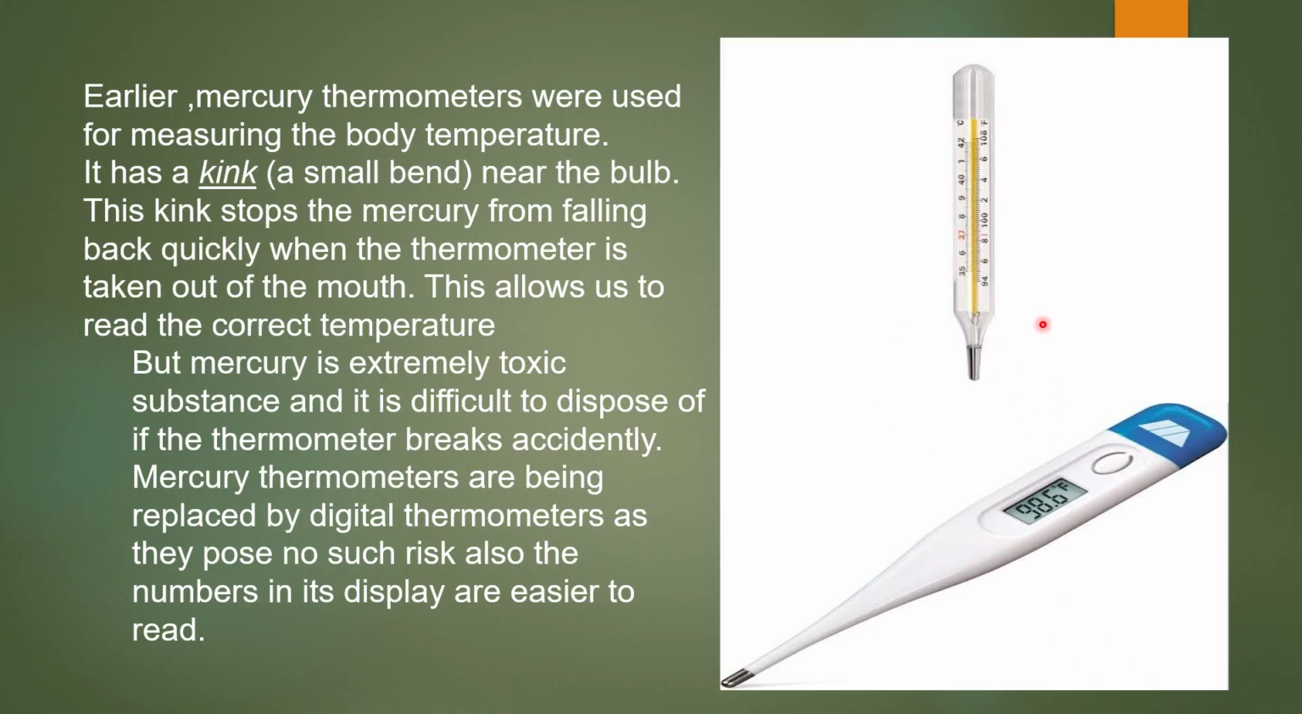To measure the temperature of a body, we need to put this thermometer into our mouth or under the arm or in any other area. So this thermometer has mercury in it. This mercury will shoot up as per the body's temperature and will show you the temperature on this marker line. It also has a kink which allows us to read the correct temperature.